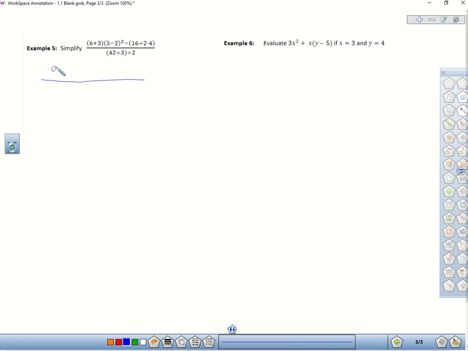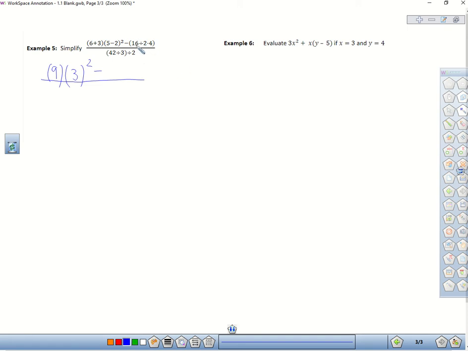So this becomes 9. Now here, I have grouping, and then I'm going to square the grouping. So you can either do that right now, or we can write it out in a separate step. So that's going to be 3 to the second power minus, now inside of this grouping, we have some division and multiplication. Now remember, multiplication and division are equal operations, so we go from left to right. So we're going to do the division first.